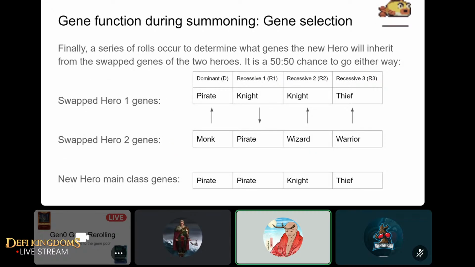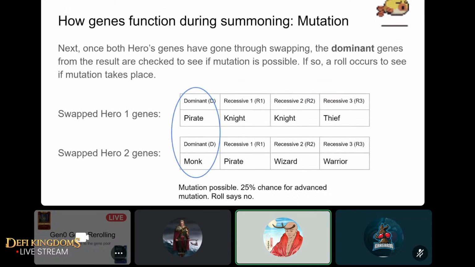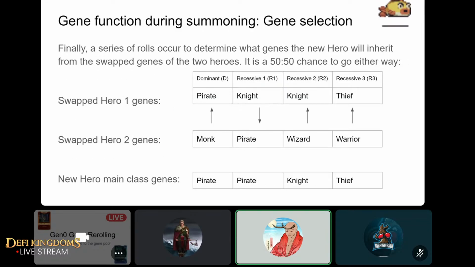And then lastly, in this example, the mutation did not happen. So the last thing that occurs is just a 50% chance check that checks to see, on each of the genes, which one was selected between the two heroes on the swapped genes. So after the swapping occurs, it checks this, and in this case, it chose Pirate as the dominant, Pirate as the recessive, Knight, and then Thief as the other ones. So this is what you ended up with for the main class of that hero that was summoned.